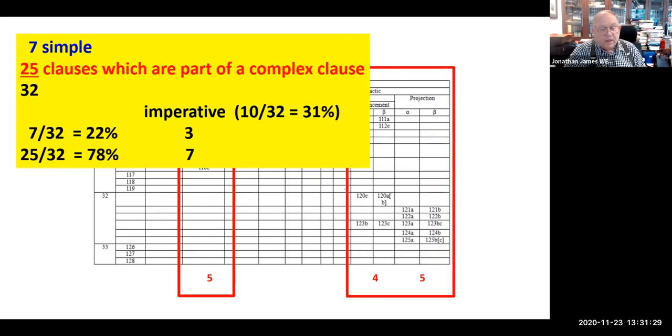Now, let's take a look. Of those 7 simple clauses, how many are imperative? 3. And of those complex clauses, how many are imperative? 7. There are 10 imperatives here. Fully a third of the clauses are imperative.